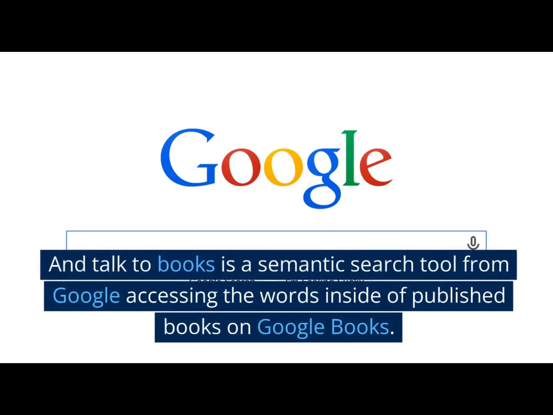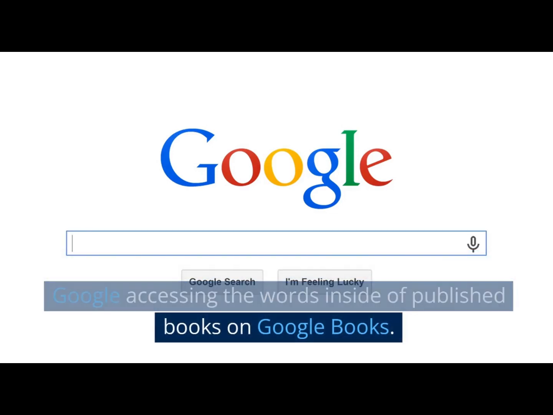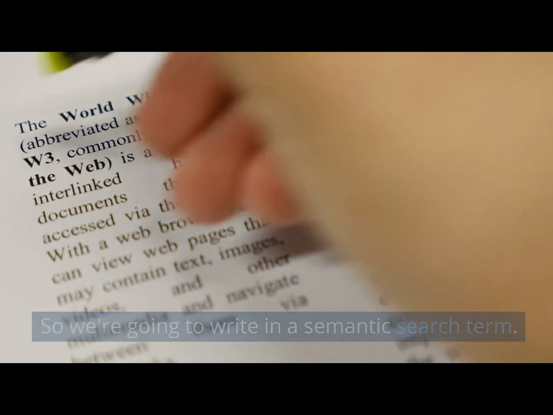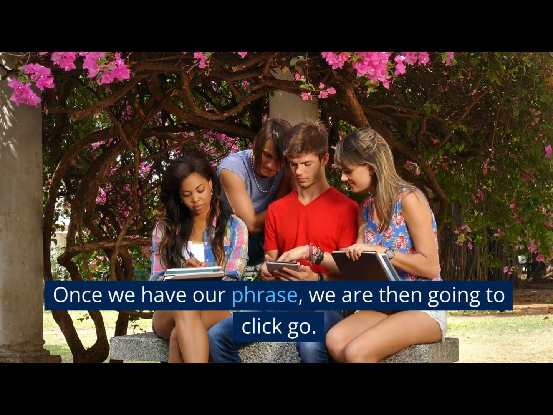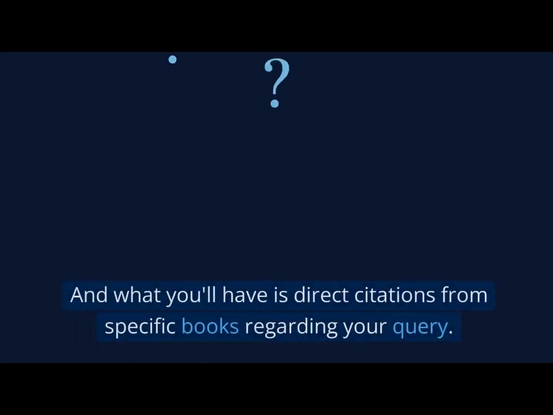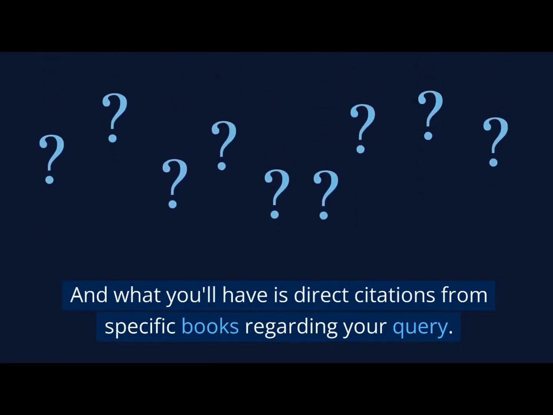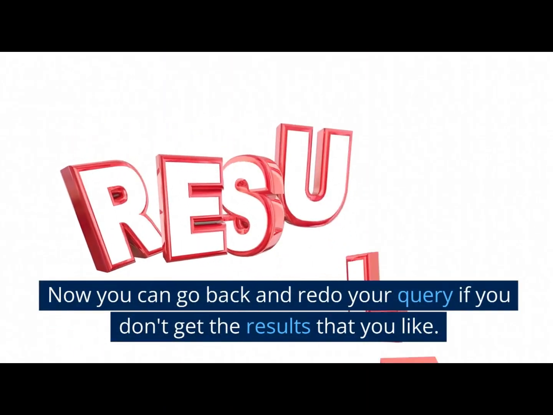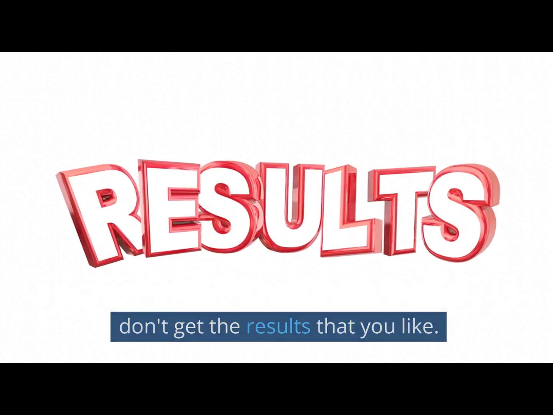Talk to Books is a semantic search tool from Google accessing the words inside of published books on Google Books. So we're going to write in a semantic search term. Once we have our phrase, we are then going to click Go. And what you'll have is direct citations from specific books regarding your query. Now you can go back and redo your query if you don't get the results that you like.